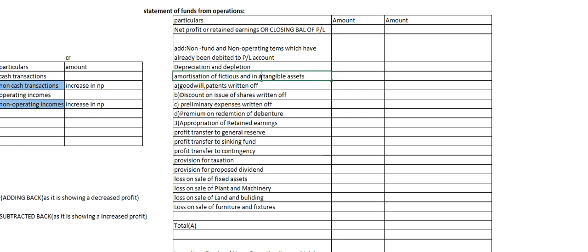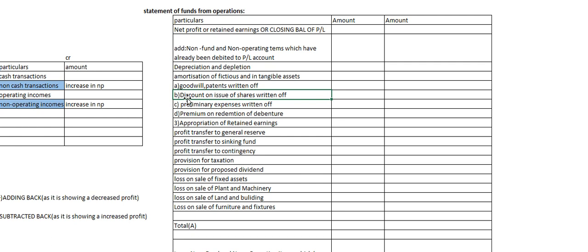So what do you mean by fictitious asset? Fictitious assets are assets which are not fully written off in your books of accounts, and the intangible assets which have been written off in your books of accounts. Under that we have the goodwill, patents written off, discount on issue of shares written off, and preliminary expenses written off.